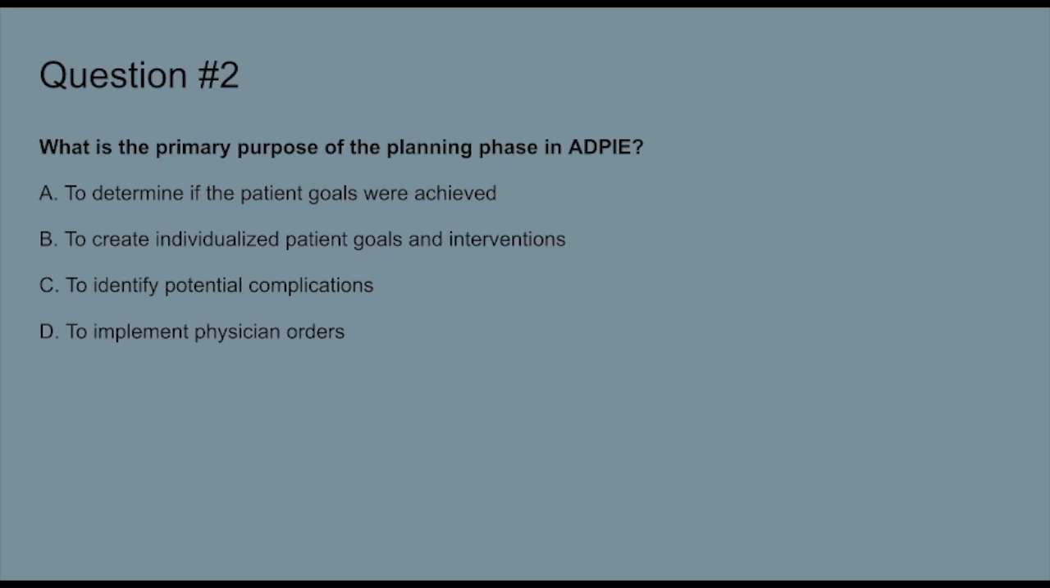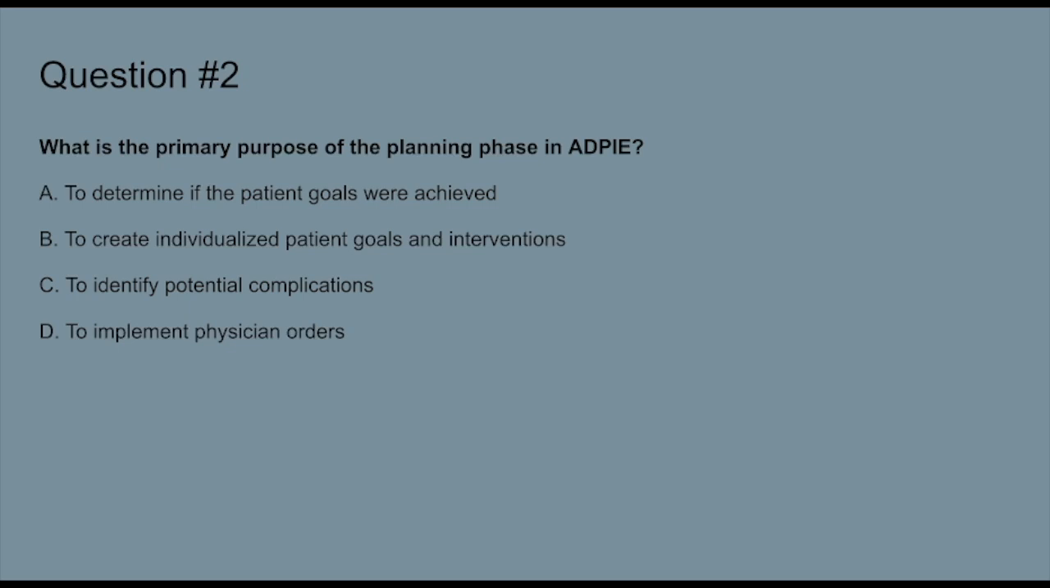So here it's asking us about the planning phase of ADPIE. The planning phase, we know we're using the information from the diagnosis to create a plan, essentially to help the patient out. So looking through these answers, the answer will be B, to create individualized patient goals and interventions.